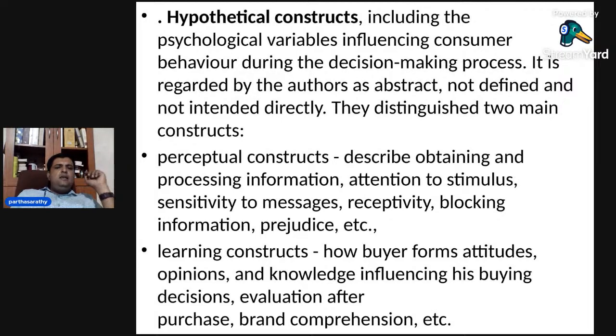So the next one is learning construct: how buyers form attitude, opinion, and knowledge that influence the buying decision.